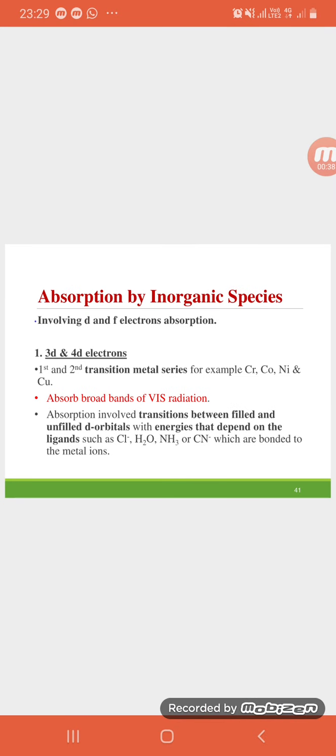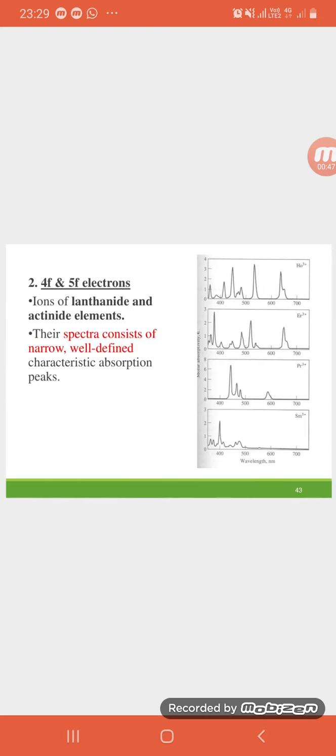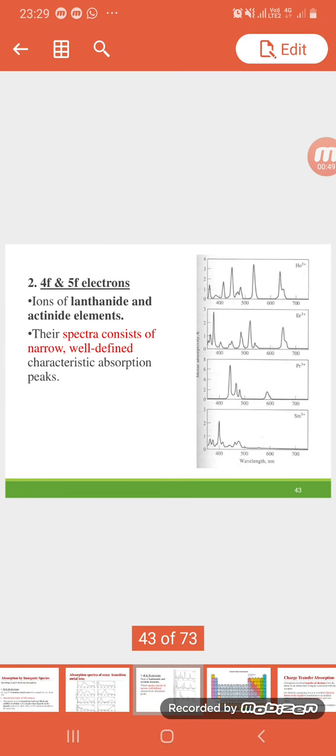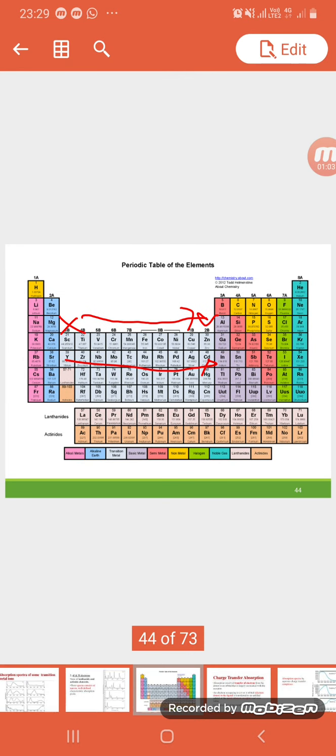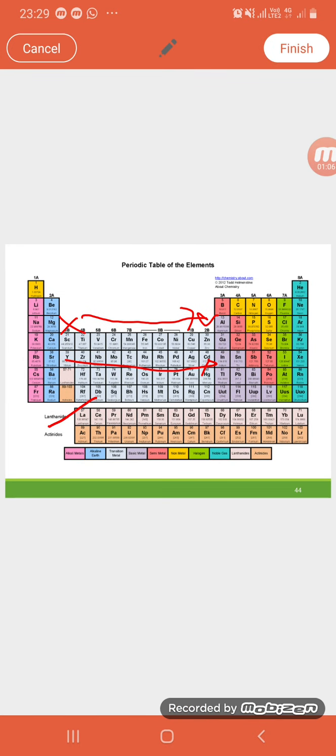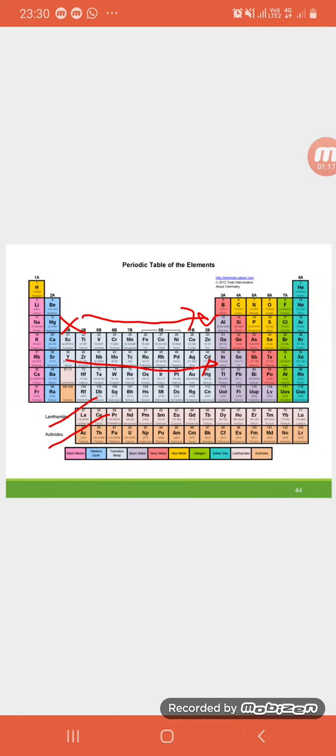Okay, this one shows the broadband at the visible region from 400 to 700 nanometer. Then another type of inorganic species is 4f and 5f electrons, which involve the ions of lanthanide and actinide elements. As we can see from this periodic table, these are the lanthanide and actinide elements. Their spectra consist of narrow, well-defined characteristic absorption peaks, as you can see from this figure.